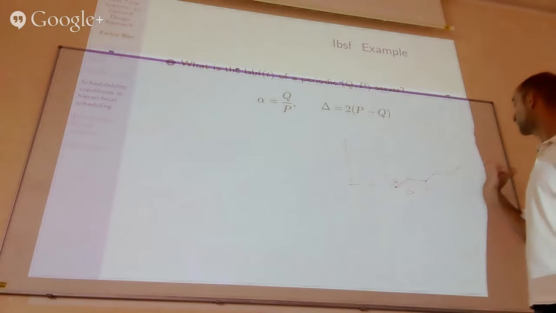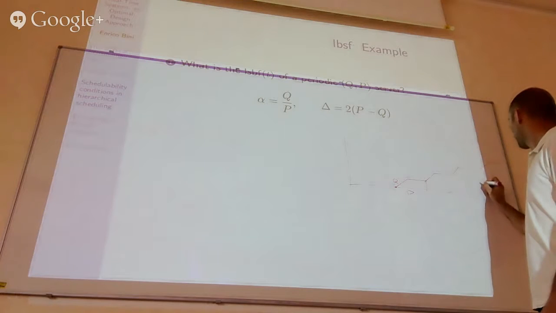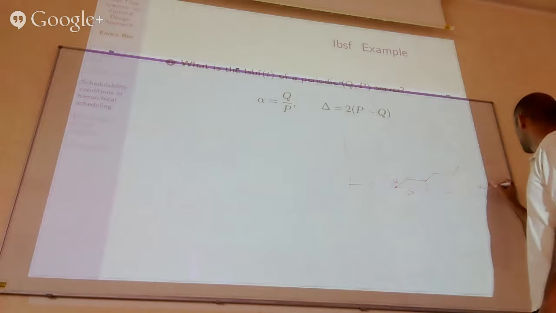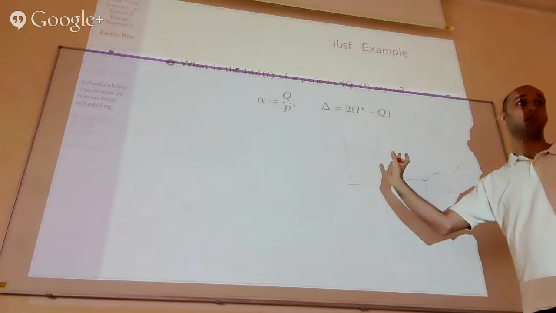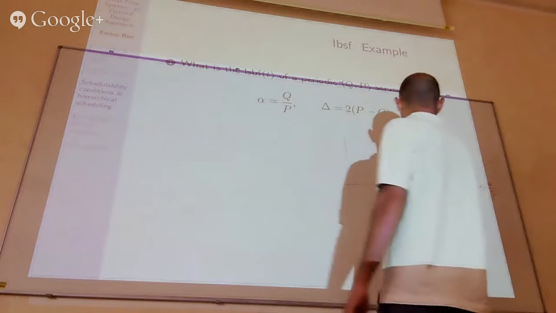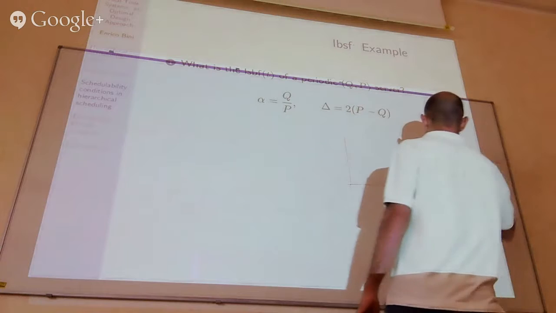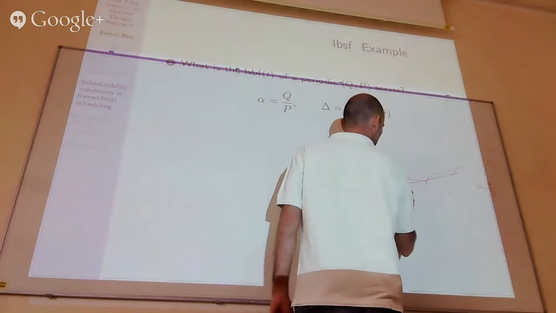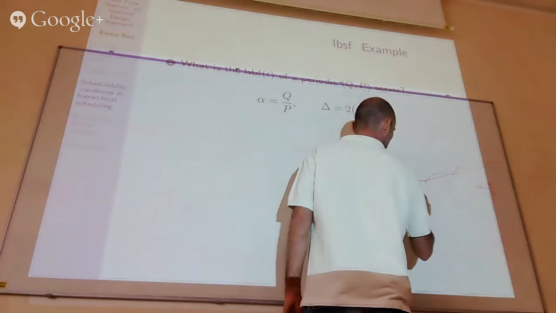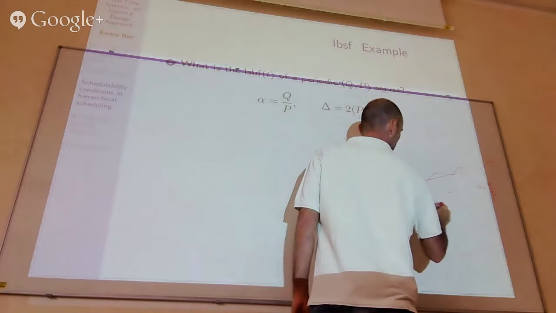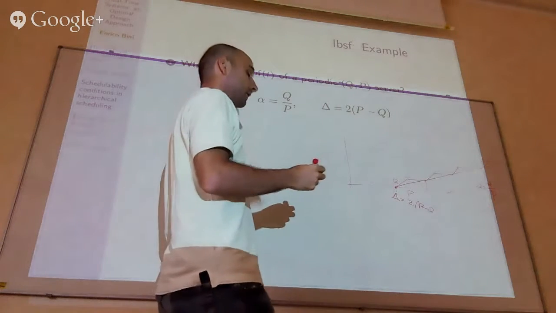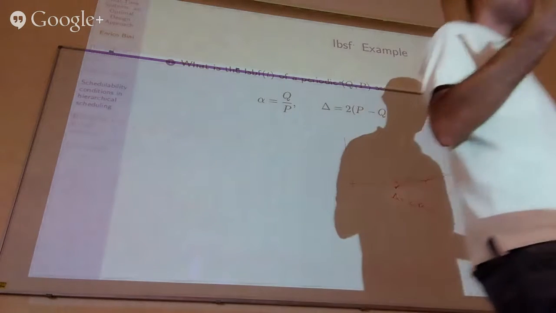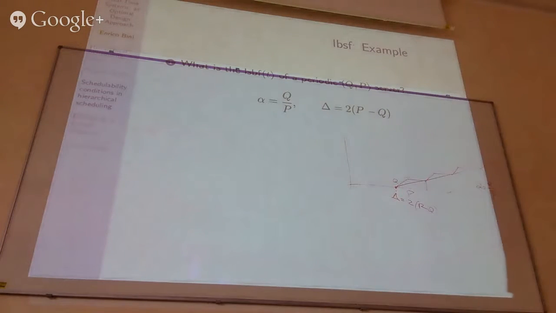Okay. And if you put this line with slope alpha equal to Q over P at the leftmost place, this line goes here and touches here. So basically you have delta equal to 2P minus Q. Okay? You cannot move this more to the left, otherwise it's no longer a lower bound.